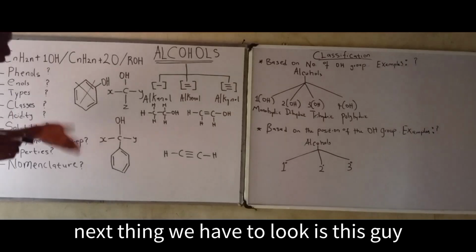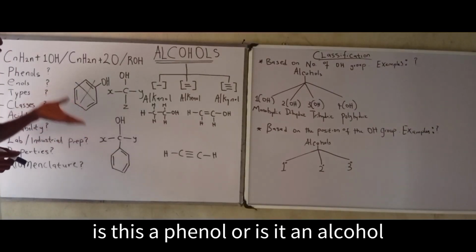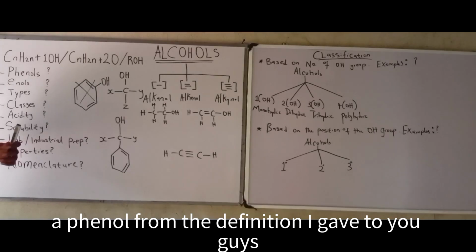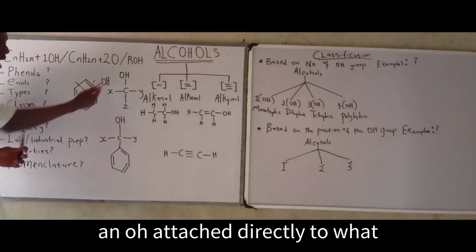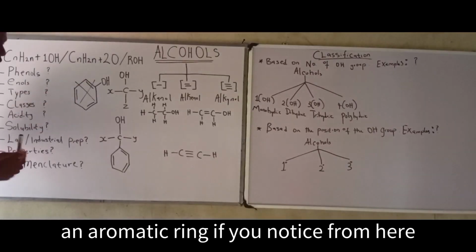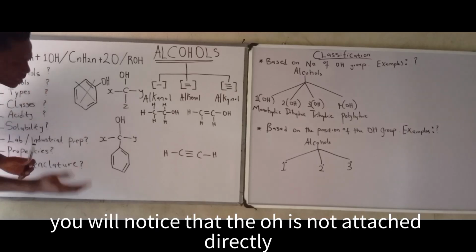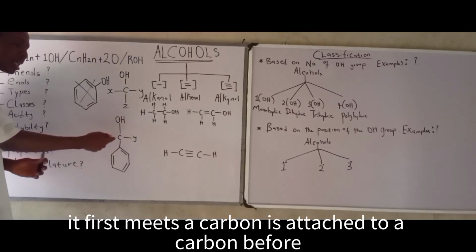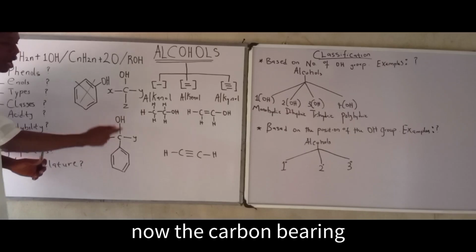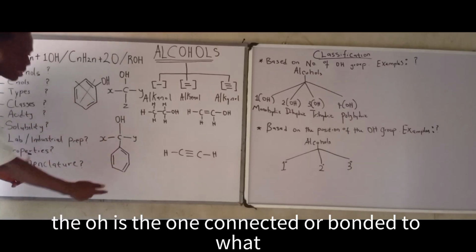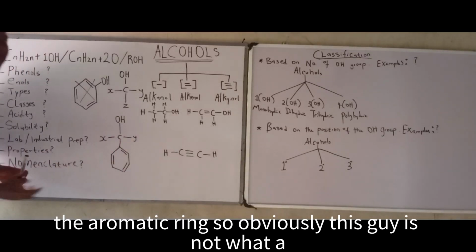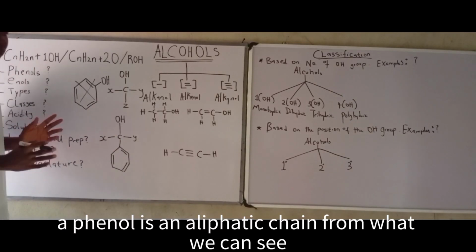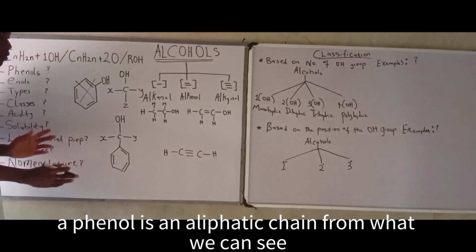Next thing we have to look at is this one. I know you've been wondering, is this a phenol or is it an alcohol? How do we notice this? From the definition I gave you, a phenol has an OH attached directly to an aromatic ring. If you notice here, the OH is not attached directly. It is attached to a carbon first. The carbon bearing the OH is the one bonded to the aromatic ring. So obviously, this is not a phenol. It's an aliphatic chain, from what we can see.